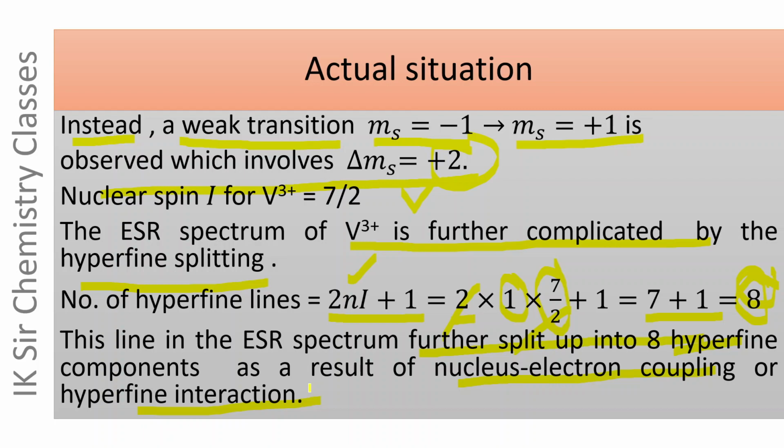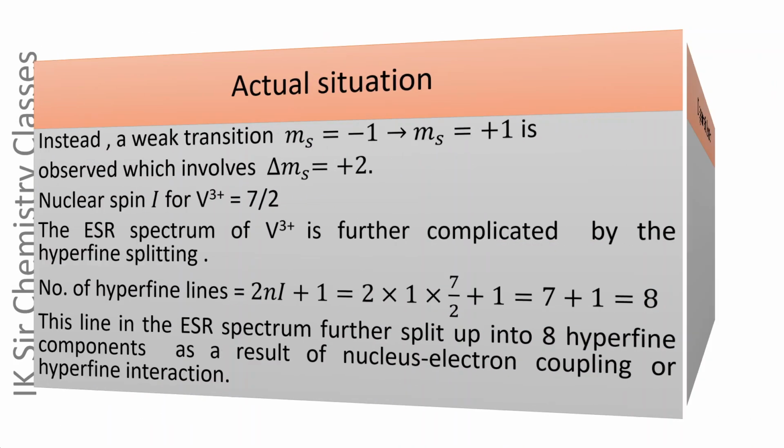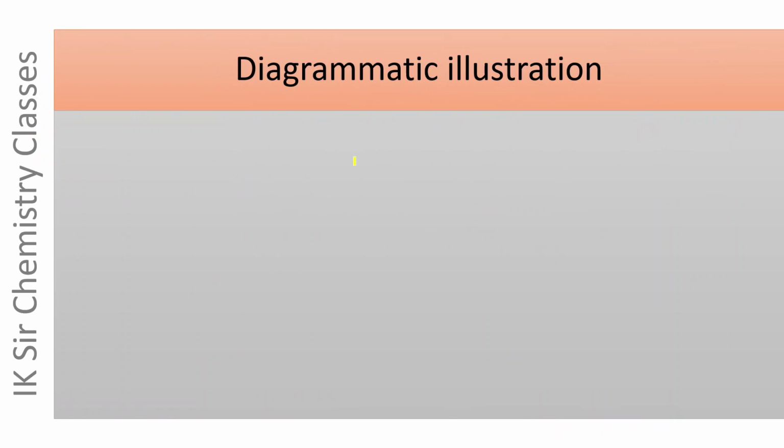The ESR spectrum of vanadium triple plus ion containing 2 unpaired electrons consists of one peak arising due to transition ms equals minus 1 to ms equals plus 1 involving delta ms equals plus 2, and this peak in the ESR spectrum splits up into 8 hyperfine lines due to coupling of unpaired electron of vanadium triple plus ion with its nucleus, that is nucleus electron coupling or hyperfine interaction. Diagrammatic representation.